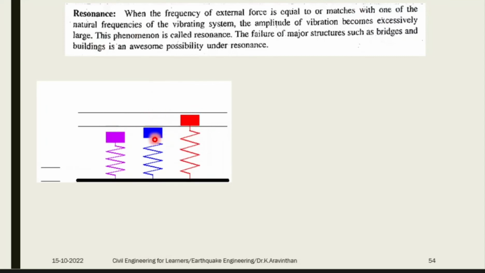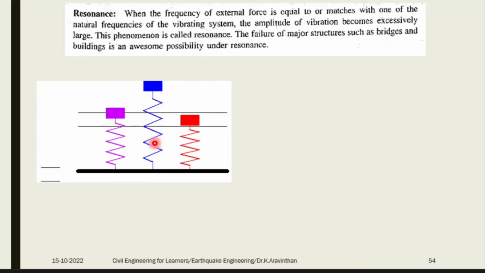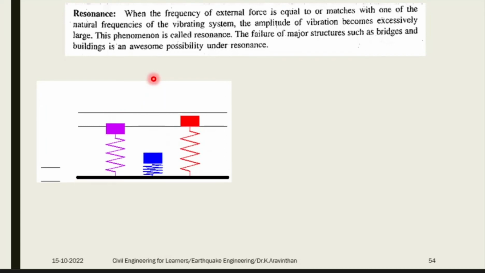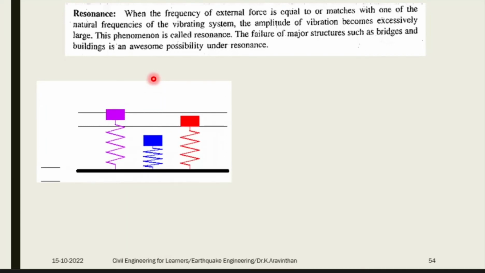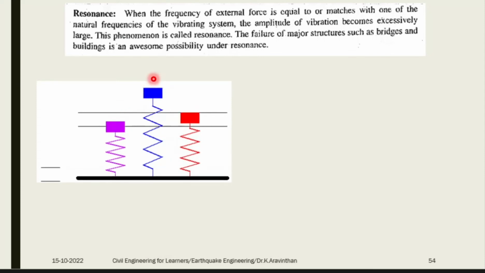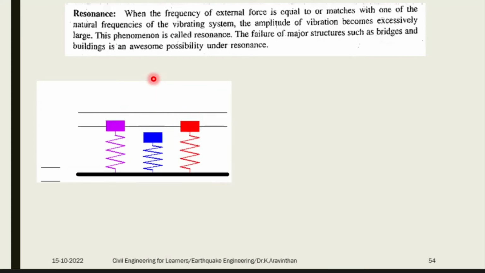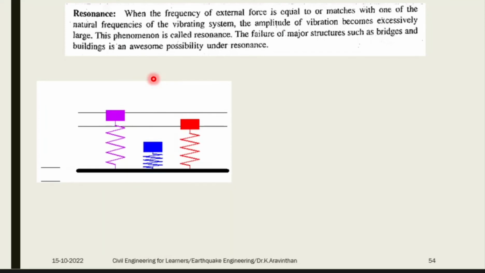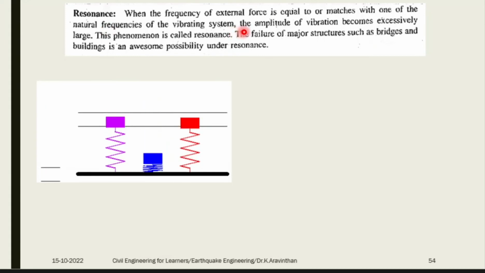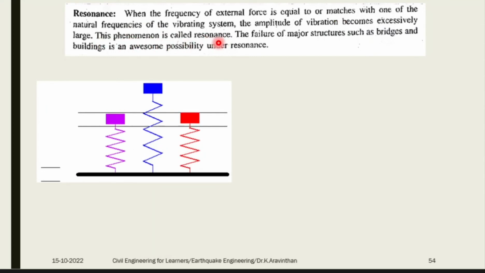How will you find the natural frequency? If you have any system, what is the formula? Root of K by M. You have stiffness K and you have mass M. You can divide and find the natural frequency. Then, with the earthquake frequency, if you divide the two, the answer should not be 1. If it is 1, this kind of high oscillation will occur and your building will be subject to collapse. So in the early stage you have to find the resonance, where the amplitude of vibration becomes excessively large. This phenomenon is called resonance.